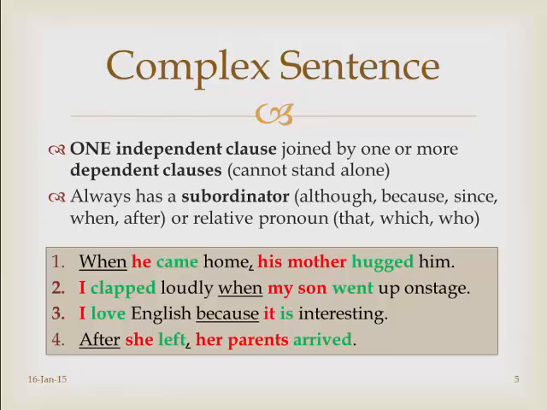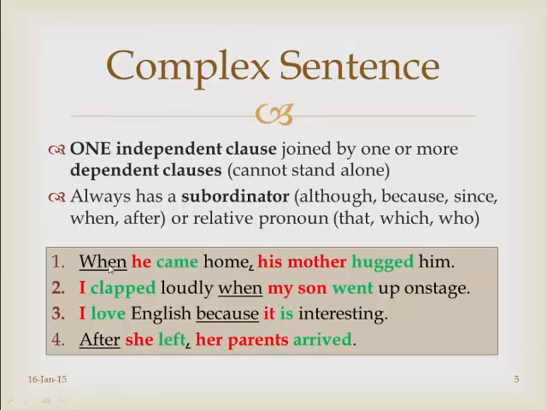When he came home, his mother hugged him. If you notice here, we still have subject and verb, subject and verb. That doesn't change. But in this sentence, his mother hugged him is the independent clause because it makes sense on its own. His mother hugged him. But when he came home doesn't really make sense. And this, when he came home, is a dependent clause because it depends on this independent clause.